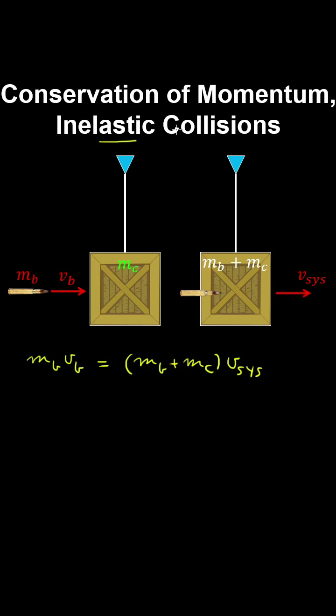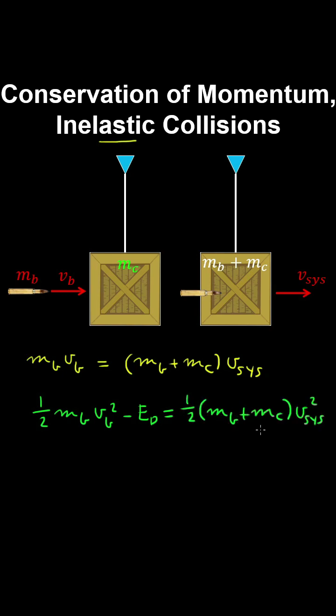And in an inelastic collision, the kinetic energy is not conserved. So the initial kinetic energy of the system comes from the bullet, minus the dissipated energy, which occurs where the bullet breaks the bonds in the crate to be lodged in the crate. And that's equal to the final energy of the system being the bullet and the crate. So in our inelastic collision, some of the kinetic energy is transferred into internal energy of the system.